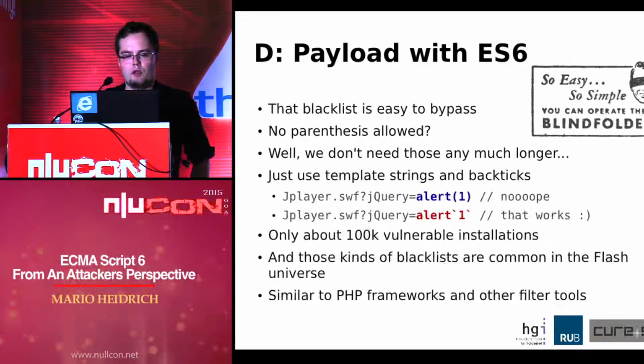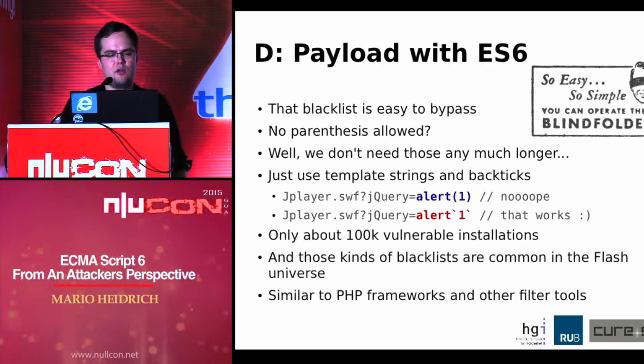So if we, for example, want to execute an arbitrary payload with JPlayer, and we tried it in the classic way, we would be saying JPlayer SWF jQuery equals alert(1), and the filter would say, nah, you cannot execute this because I detect this to be bad. However, if you do this, you have a bypass. So whenever you test against Flash and you notice that there's some blacklisting functionality enabled or in use, try the backticks because they are most likely going to get you through.